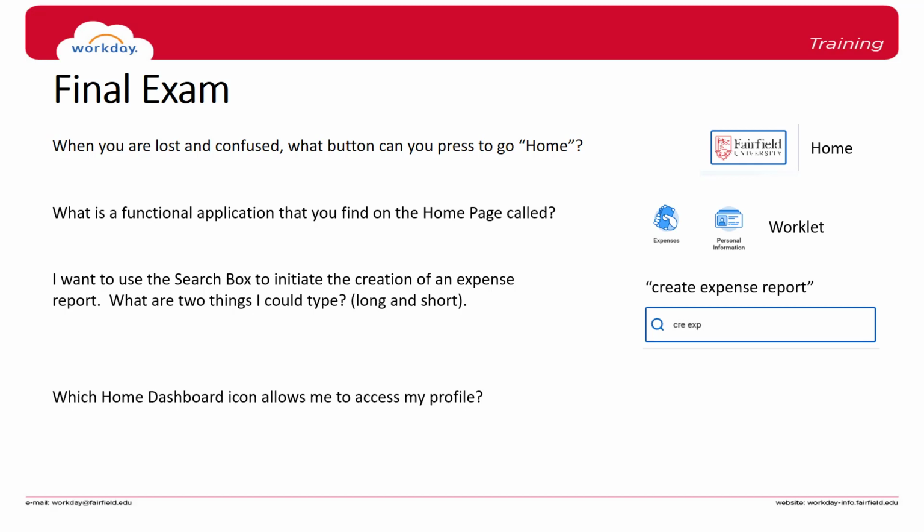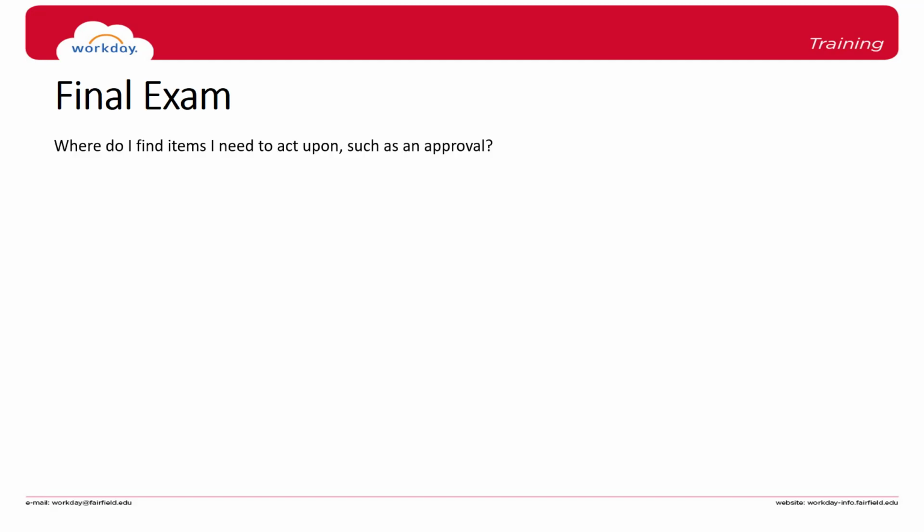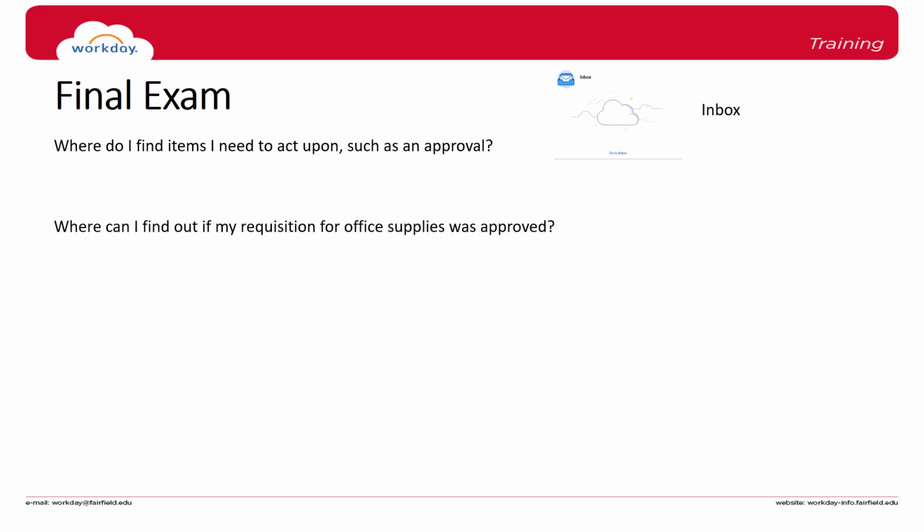Which home dashboard icon allows me to access my profile? View Profile, or the cloud, which will eventually be your photo. Where do I find items I need to act upon, such as an approval? They would be in your inbox. Where can I find out if my requisition for office supplies was approved? Where would Workday notify you? Notifications. I want to add a worklet to my home page. Which icon do I click?